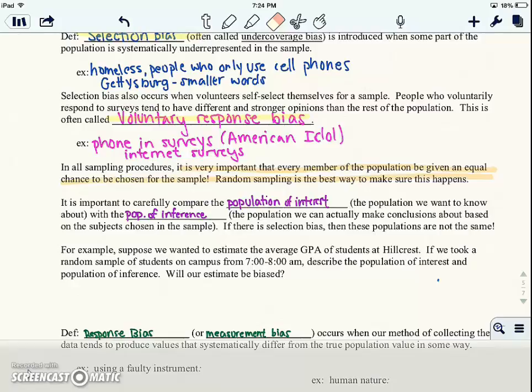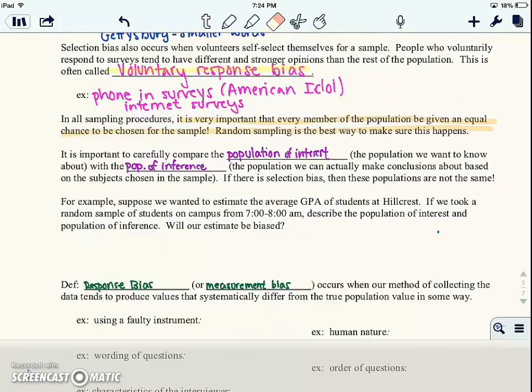Here's another example. We wanted to estimate the average GPA of students at Hillcrest. If we took a random sample of students on campus from 7 to 8 a.m., describe the population of interest and the population of inference. Will our estimate be biased? And the chances are yes. Our interest population is all HH students, okay? But our population of inference is just those there in the AM.